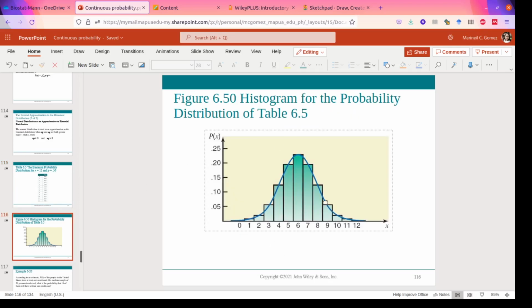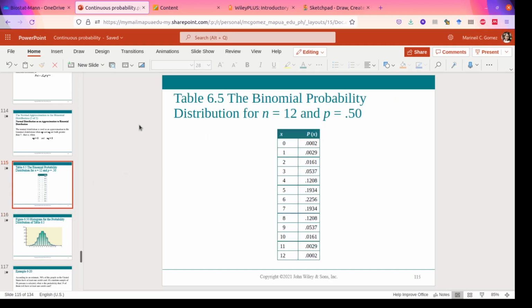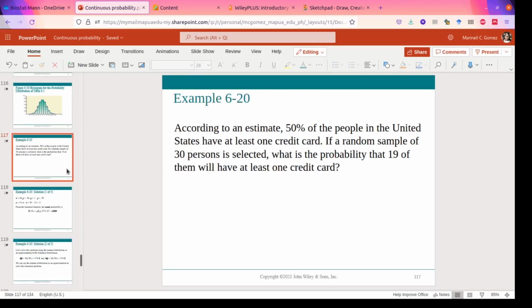Anyway, this is the histogram for the probability distribution for this table. Let's look at an example. According to estimates, 50% of the people in the United States have at least one credit card. Here, your desired outcome is having at least one credit card, and the probability for that is 50% or 0.5. If you randomly sample 30 persons, what's the probability that 19 of them would have at least one credit card? Our number of trials is 30, and our desired number of successes or favorable outcomes is 19. That's our x.